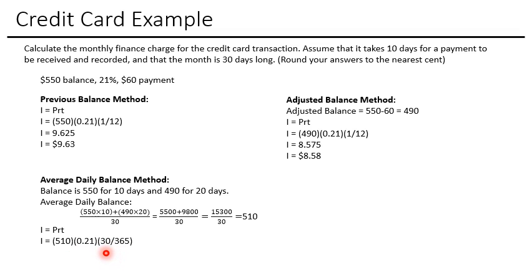Okay, so if you were talking about a 31-day month, you would say 31 divided by 365, and that would be your T. So 510, that came from your average daily balance, times 0.21, which was your interest, times the 30 divided by 365. You plug all of that in, and you get 8.8027, and you round to the nearest cent, and you get $8.80. So that is your average daily balance method.